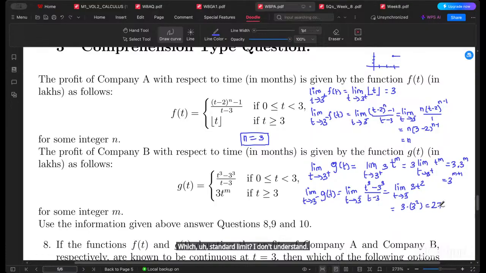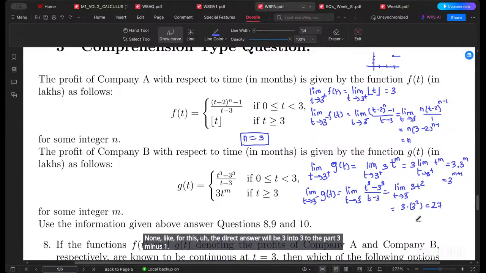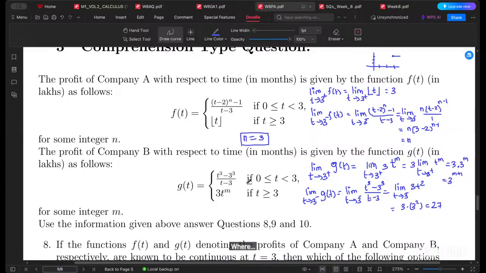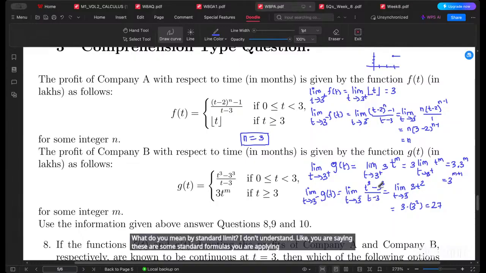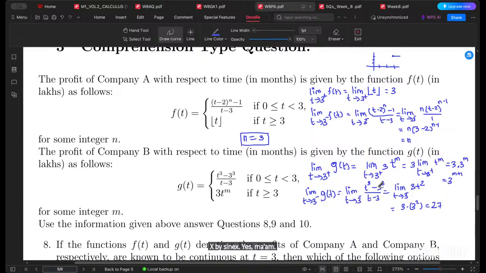Ma'am, for this, the direct answer will be 3 into 3 to the power 3 minus 1. Like t to the power 3 minus 3 to the power 3 upon t minus 3. It is a standard limit, no? What do you mean by standard limit? Ma'am, like you say sin x by x, standard formulas you are applying. Yes, ma'am, like sin x by x. Yes, you can use it. Definitely you can use it.